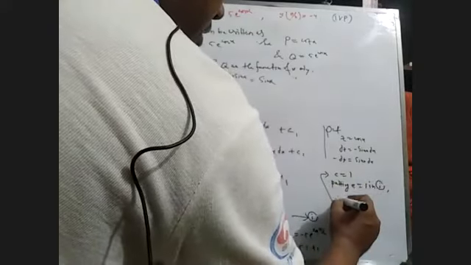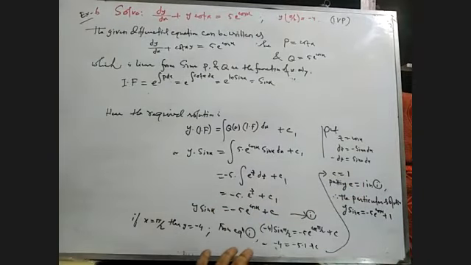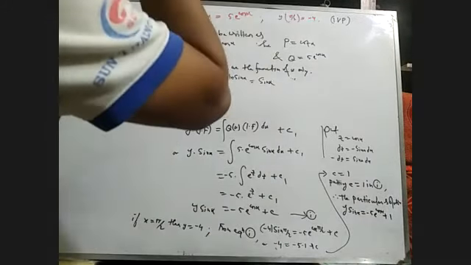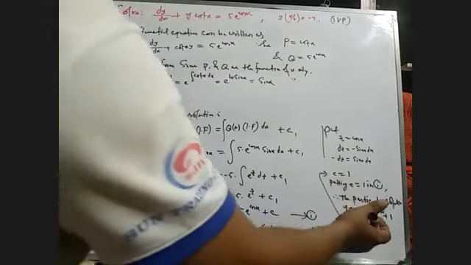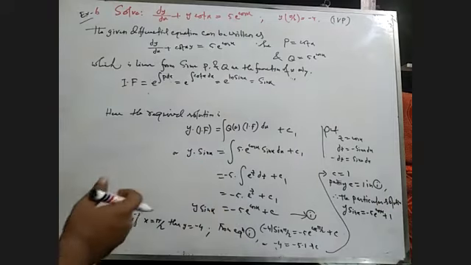Therefore the required particular solution: y sin x equals to minus 5 e to the power cos x plus 1. This is called particular solution, and equation 1 is called general solution. After removing constant by assigning the given initial conditions, we get the particular solution, and this equation number 1 is called general solution.